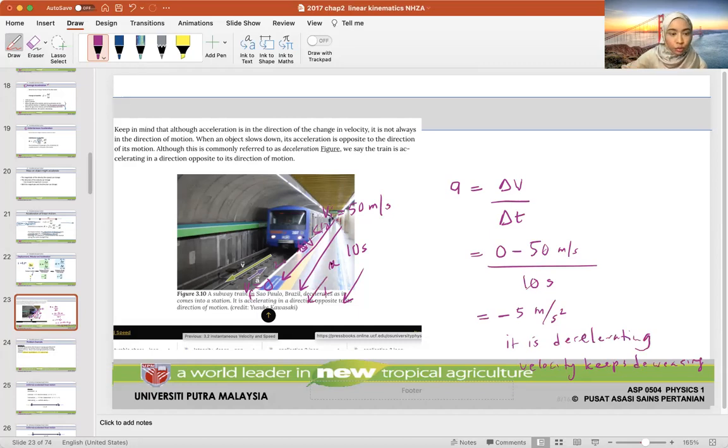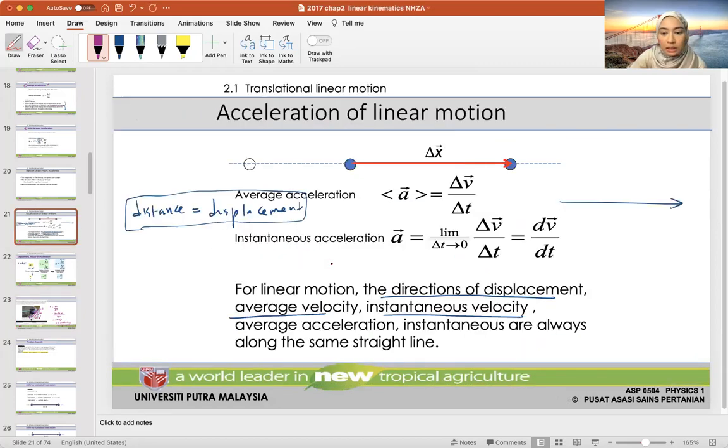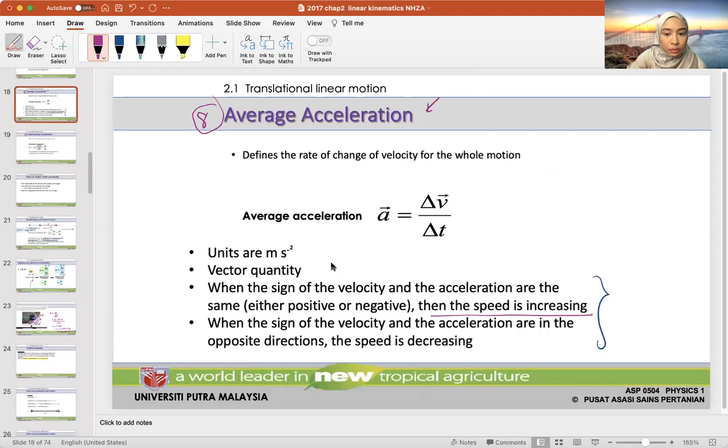Okay, let's go back to the point that we studied earlier. Kita cakap pasal signs. I don't remember which slide. Okay, when the sign of the velocity, kita cakap yang keluar ke sini positif. Okay, this is V. When the sign of the velocity and the acceleration are the same, then the speed is increasing. When the sign of the velocity is this way, jawapan kita dapat negative A, and the acceleration are in the opposite direction, the speed is decreasing, which is what happened. Kita nampak dia mula-mula velocity dia 50 and then finally the velocity is 0. The speed is decreasing. That is why you get a negative acceleration.